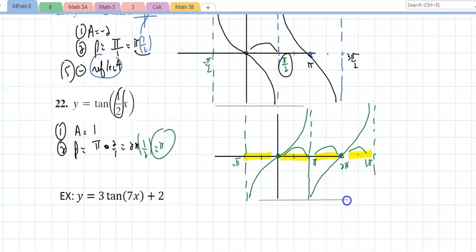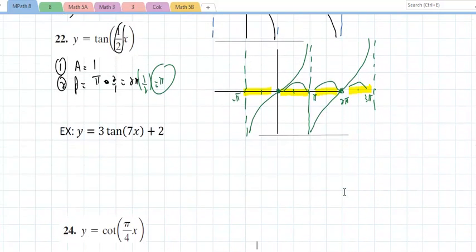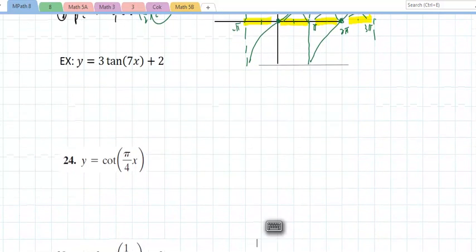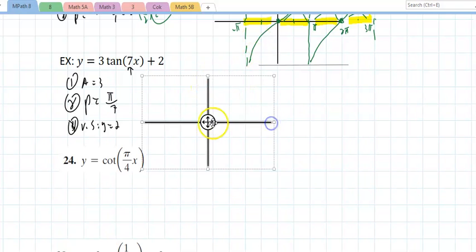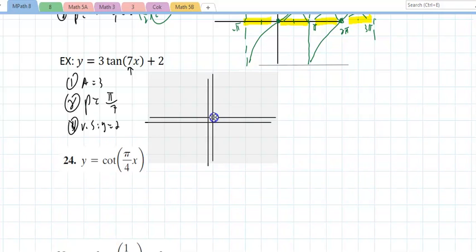Really simple. And if I decided to give you an example, because there aren't enough in the book: 1, amplitude is 3. 2, period is pi divided by 7. 3, we don't have any. 4, we do. We have a vertical shift of y equals 2. Notice how this plays. It's really very simple. They all work out the same.